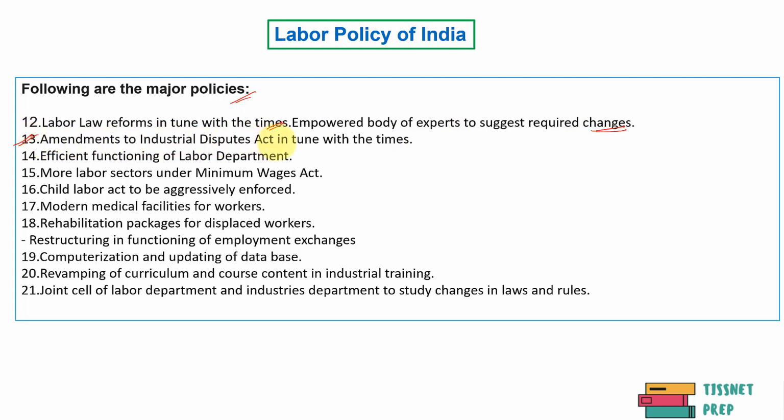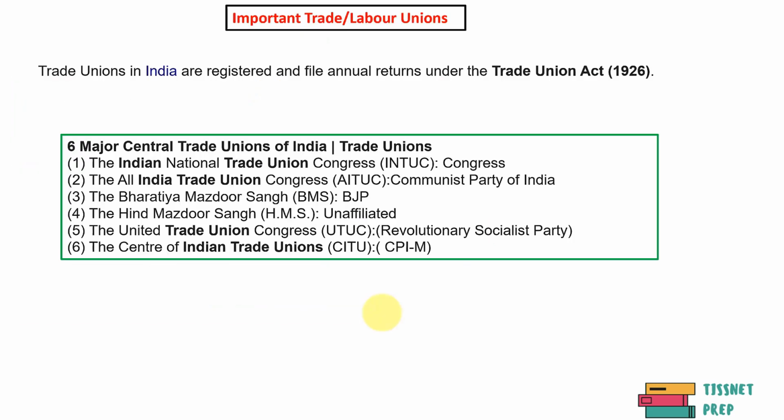Then amendments to the Industrial Dispute Act in tune with the times, efficient functioning of the labor department, more labor sectors under the Minimum Wage Act, the Child Labor Act to be aggressively enforced, modern medical facilities for the workers, a rehabilitation package for displaced workers, computerization and updating of the database, revamping of curriculum and course content with industrial training, and a joint cell of the labor department and industry department to study changes in labor laws and rules. So this is how our labor policy of India would be designed.